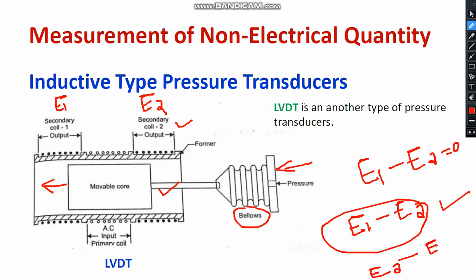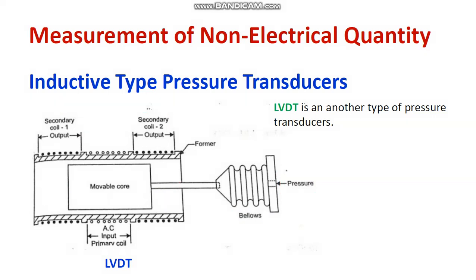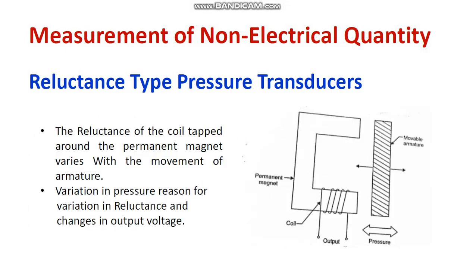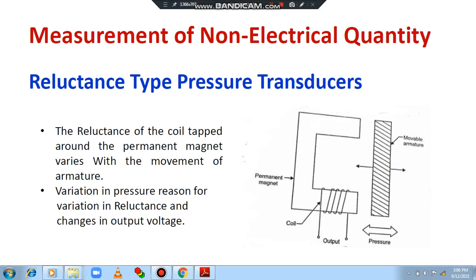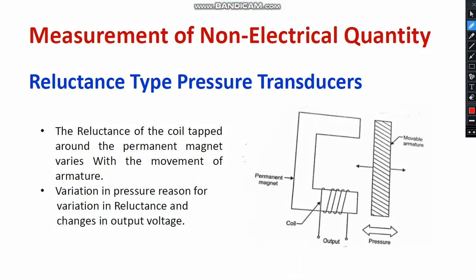That means the input is pressure, a non-electrical quantity, and the output I am getting is voltage. So the non-electrical quantity is converted into an electrical quantity. This is the way you can make use of LVDT for pressure measurement. Hope it is very clear to you. Likewise, you can go ahead with the RVDT also. RVDT stands for rotary variable differential transformer. You can check the previous video, I have already prepared that particular video also.